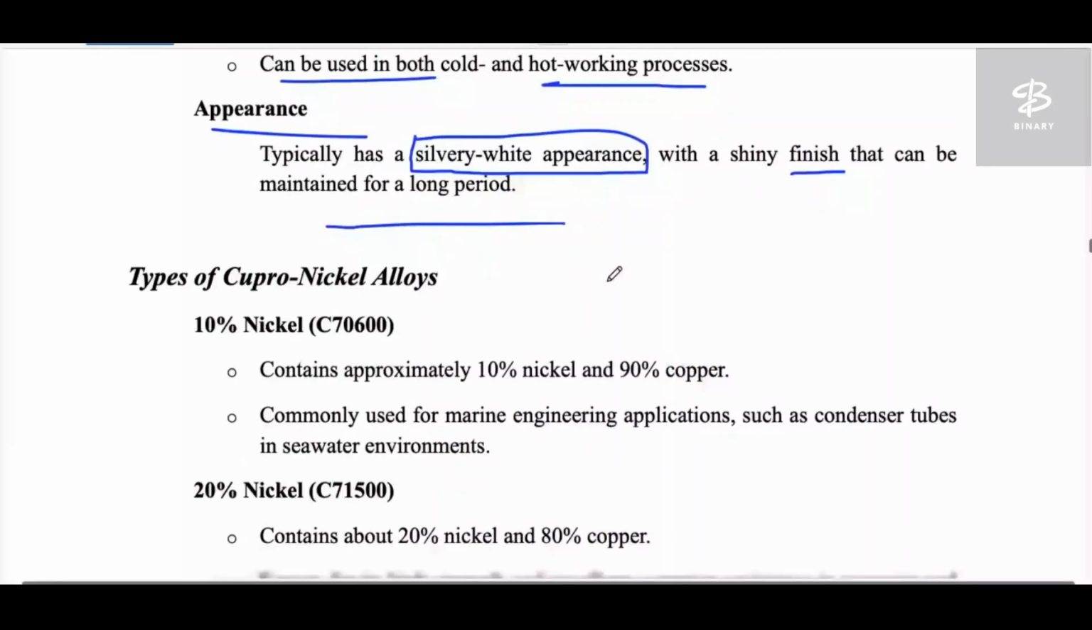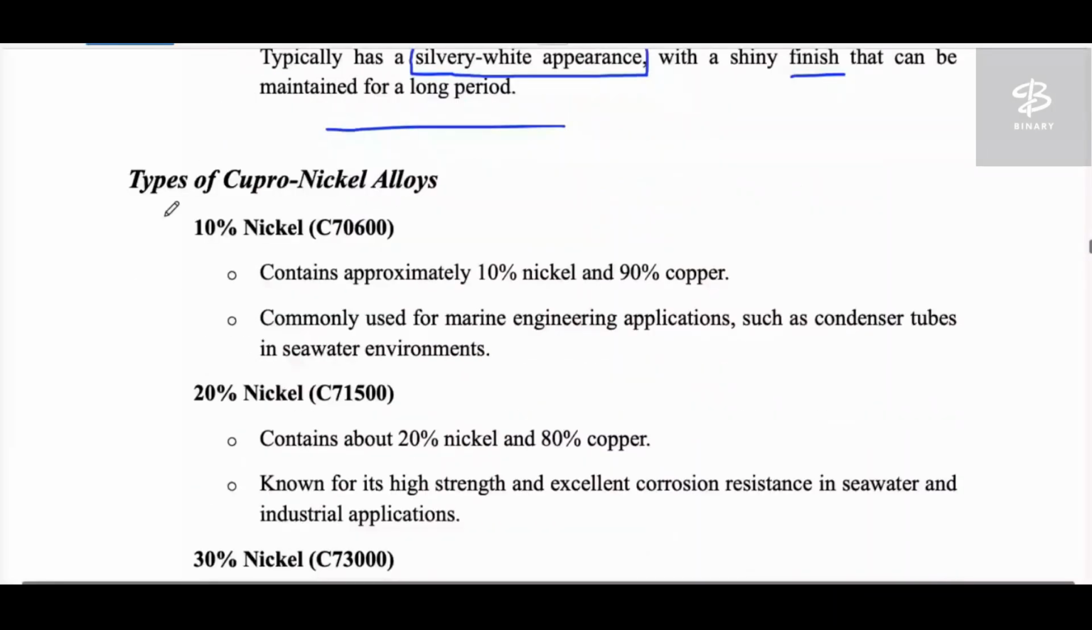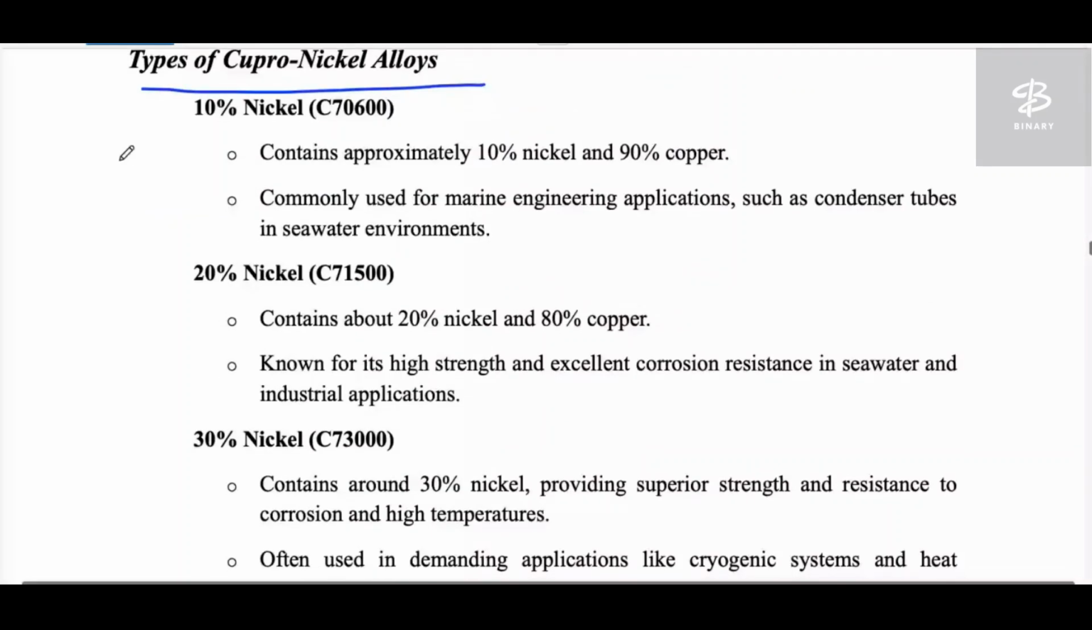Now talk about the types of copper nickel alloys. How many types are there? Three types. The first one is 10%, 20%, and 30%. We know the copper nickel alloy in which only 10 to 30% nickel is allowed, right? So if only 10% has been mixed, then it is known as C70600. Okay, so it contains approximately 10% nickel and 90% copper.